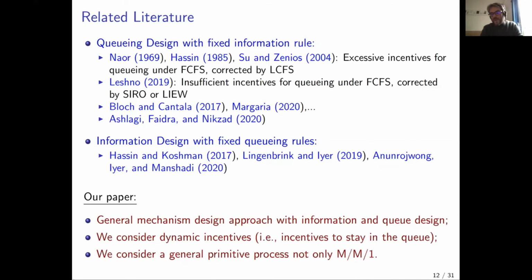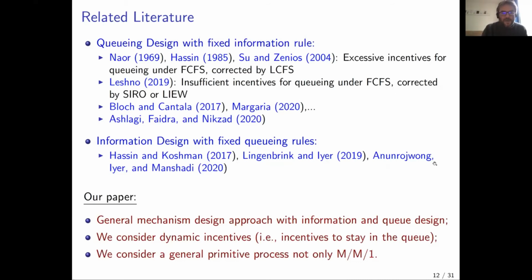We also consider dynamic incentives, which is really critical for what I want to talk about today. It means that we are thinking about the incentives of agents to remain in the queue whenever they are recommended to do so. And we consider a general primitive process which goes beyond the MM1 environment or MMC environment.